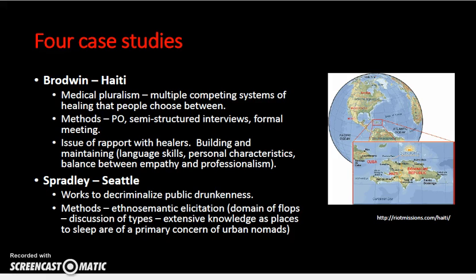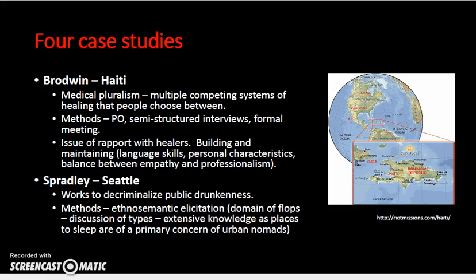Spradley's work in Seattle: Spradley's research ends up looking at trying to decriminalize public drunkenness. And so as part of this, he goes out and talks to individuals about what they think is going on. And the primary method that he's using here is ethnosemantic elicitation. In ethnosemantic elicitation, the intent in the context of cognitive anthropology is to look very explicitly at how people themselves conceptualize the environment around them, so how they organize knowledge and information.